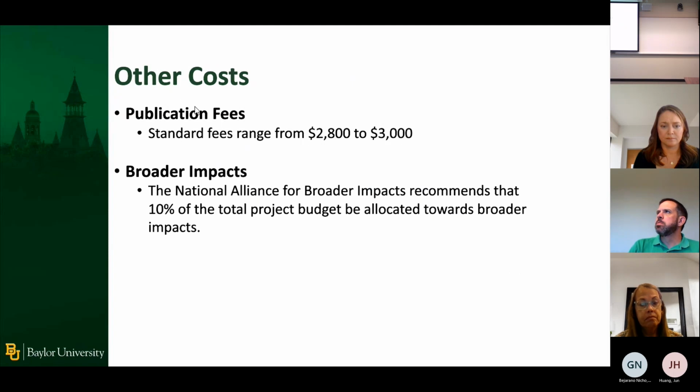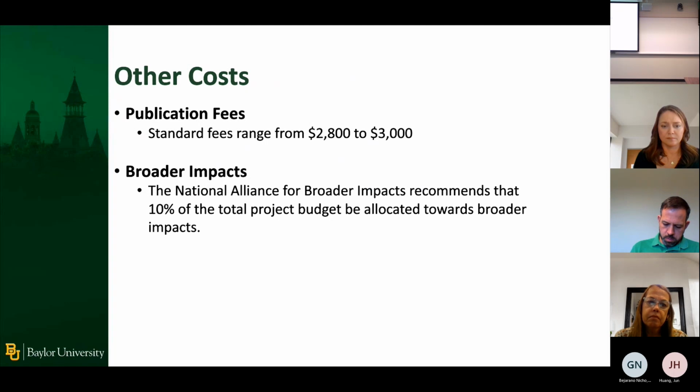Other costs to consider are publication fees. The publication fees can range from $2,800 to $3,000 as an average. They can be $1,000, they can be $10,000. So be sure that you know who you're going to submit your publications to, and that you know how much that's going to cost you.